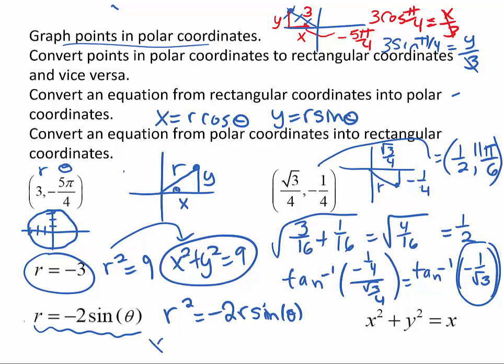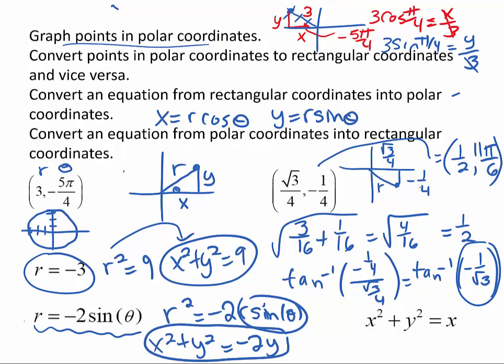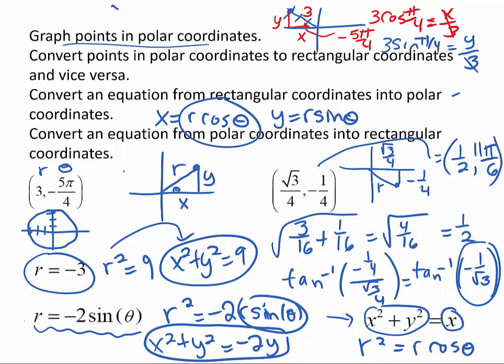r squared is going to be x squared plus y squared, and then negative 2, and this is y. So here is my equation in rectangular coordinates. Now I'm going to do the same thing over here, but go from rectangular to polar. So we know x squared plus y squared, that's r squared, and we know x, that's r cosine theta. So r cos theta. So now we have this one in polar, and if you want to, you could reduce the r's and have r equals cosine theta.